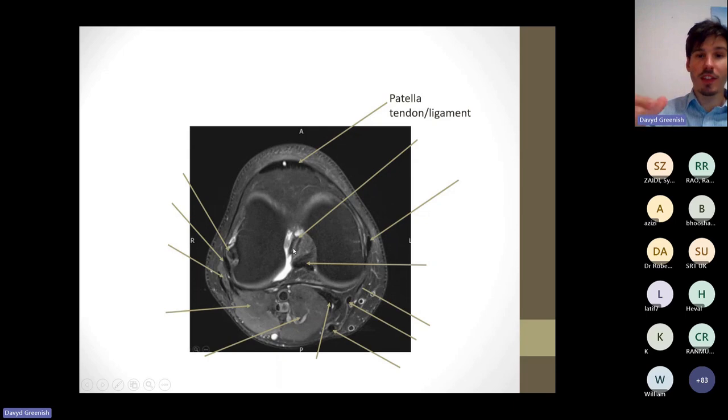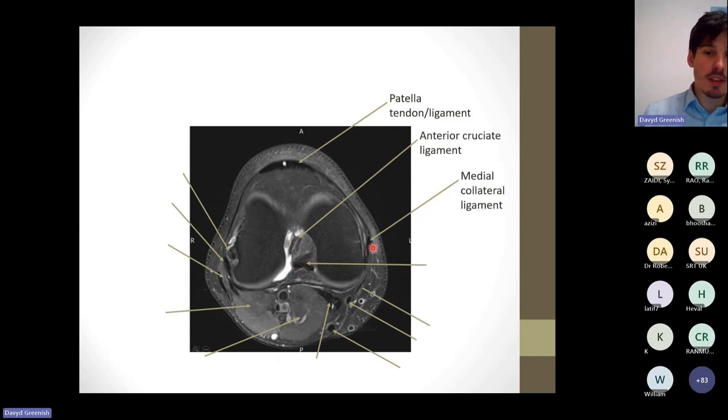The ACL, I always think of it as a hand traveling into your pocket. So the ACL starts superior, posterior, and lateral and travels in an anterior, inferior, and medial direction. Okay, so this is traveling from posterolateral to anteromedial, so it must be the ACL. And then the PCL does the opposite, and therefore, once you've identified one, you can work out the other.